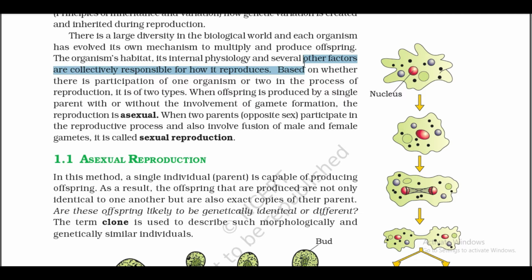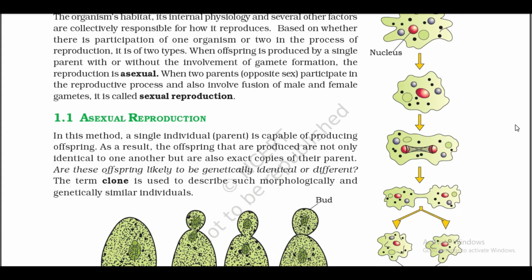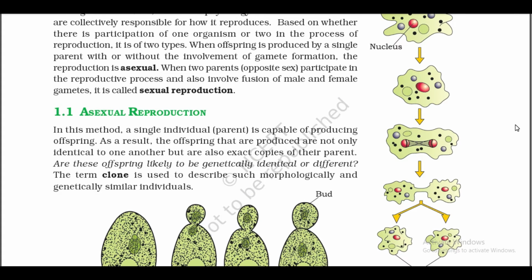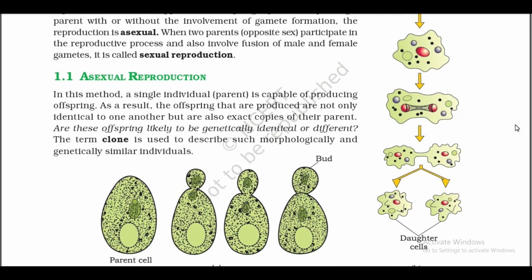Based on whether there is a participation of one organism or two in the process of reproduction, it is of two types. When offspring is produced by a single parent with or without the involvement of gamete formation, the reproduction is asexual. When two parents of opposite sex participate in the reproduction process and it also involves fusion of male and female gametes, it is called sexual reproduction.